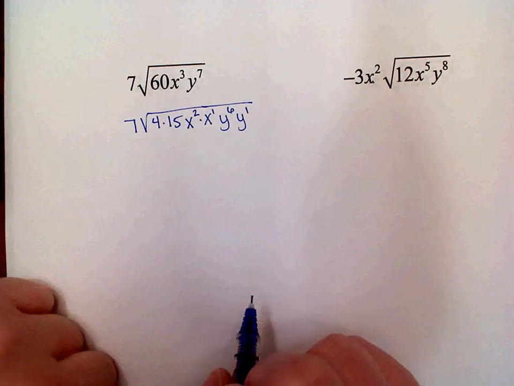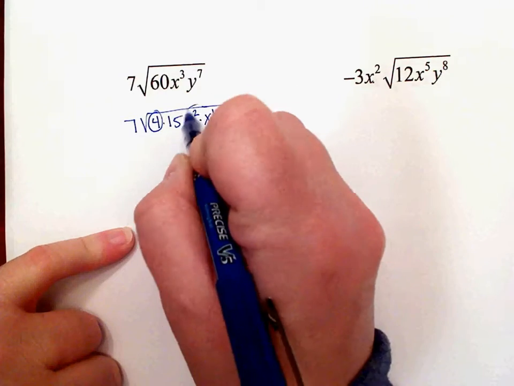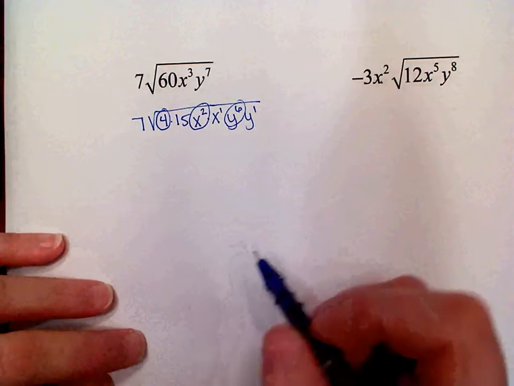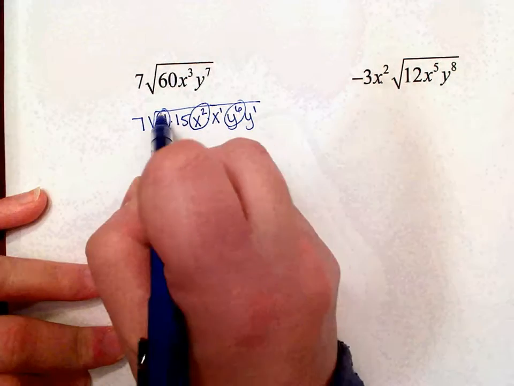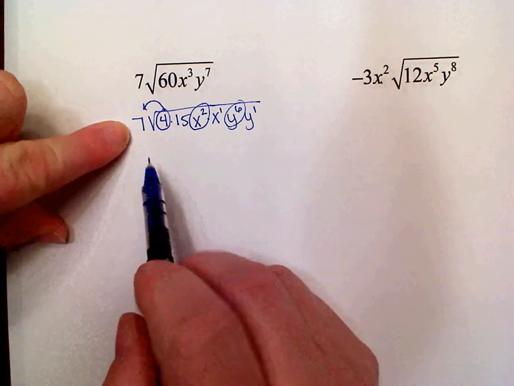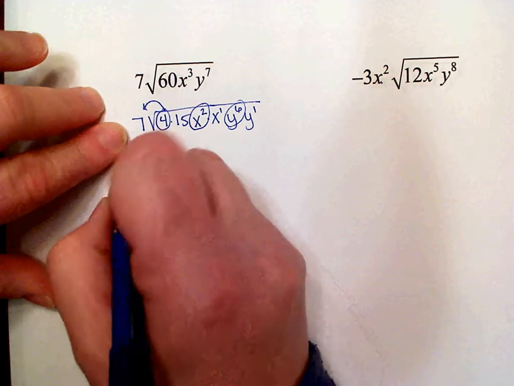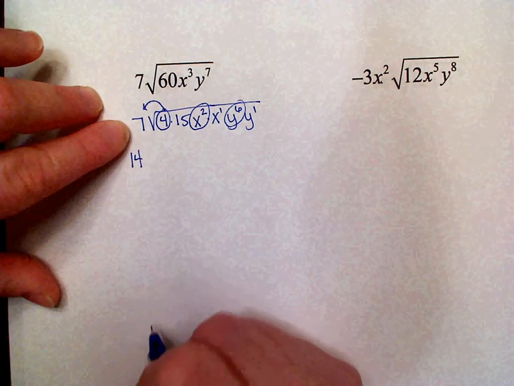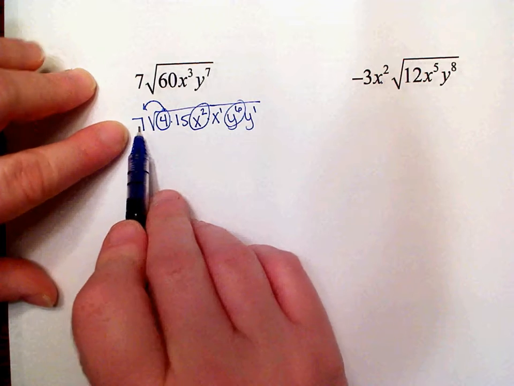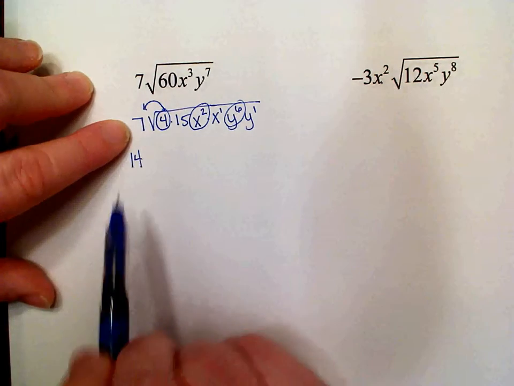Circle your perfect squares: 4 and my even exponents. So that's what I'm taking the square root of. The square root of 4 is 2, but there's already a 7 out there. So when that 2 comes out, it has to multiply by the 7 to become a 14 now outside the radical. So remember, don't bring that out as a 4 and do 4 times 7. That would be incorrect. Take the square root of 4 when you bring it out, which is a 2. 2 times 7 is 14.